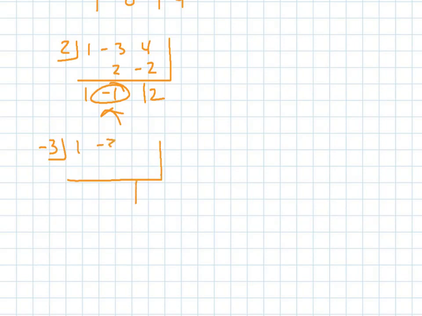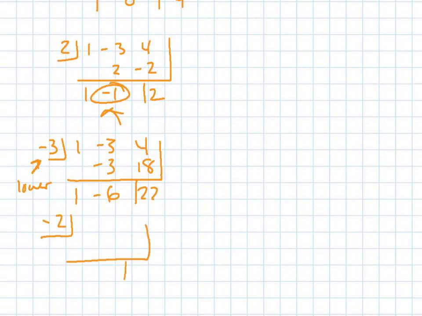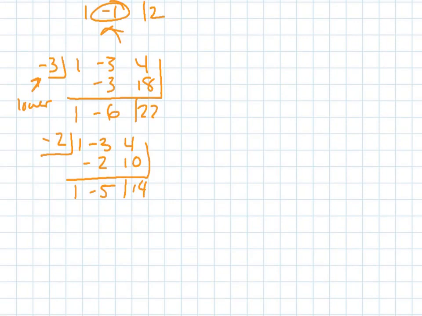So then 1, -3, 4. So 1, -3, -6, and then 18, 22. Okay, so that one is a candidate for a lower bound because you have alternating values, a positive, negative, or non-negative, non-positive. Okay, let's try a smaller one. So -2. So 1 gets me -2, -5, and then multiply gets me 10, gets me 14. Okay, so that one's a better one. So this one's not the lowest, this one is so far.